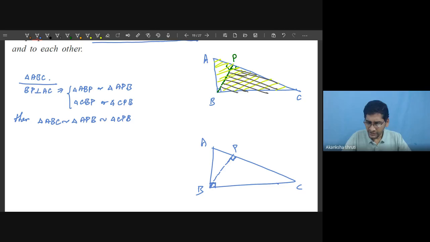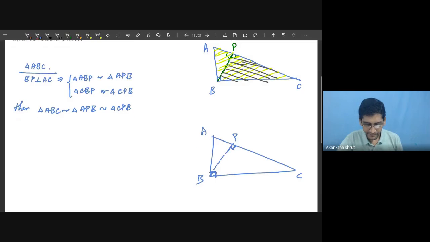Student, now if we focus over the two triangles, triangle ABC and triangle BPC, what are we observing? In triangle ABC, angle B is 90 degrees, but in triangle BPC, angle P is 90 degrees.